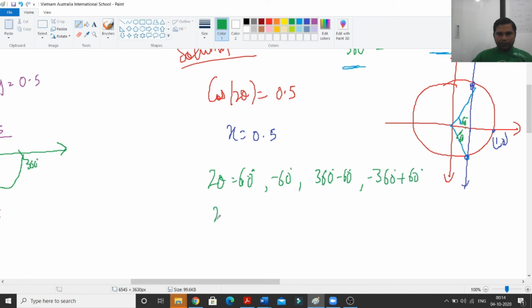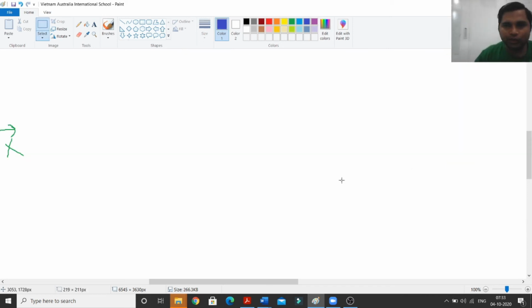So theta equals 30 and minus 30. 360 minus 60 is 300. 300 divided by 2 is 150, and minus 150. These are the answers, four answers of theta. But we will solve for 2 theta first, and then we can find theta from there by dividing by 2. That is the solution using the unit circle method.